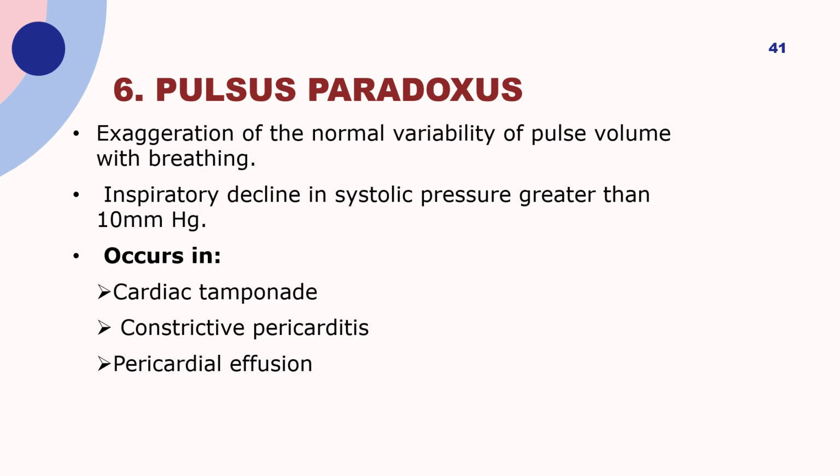Recognizing pulsus paradoxus can be important for diagnosis and treatment. It can help identify conditions like cardiac tamponade, constrictive pericarditis, and pericardial effusion, which may require urgent intervention.